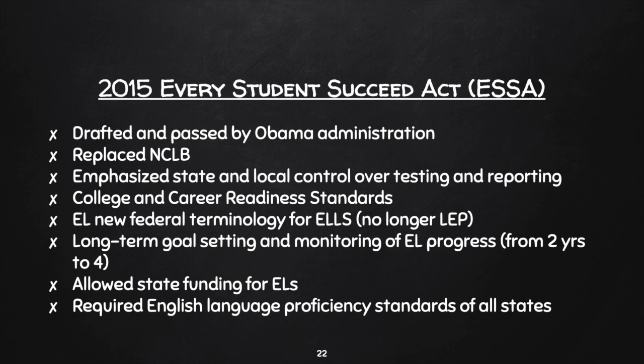There were also more long-term goal settings and monitoring of English learner progress. So students were now to be monitored for 4 years after they exited programs, instead of only for 2 years. This also allotted for state funding for English learners and required that English language proficiency standards be set for all states. Texas already did this.